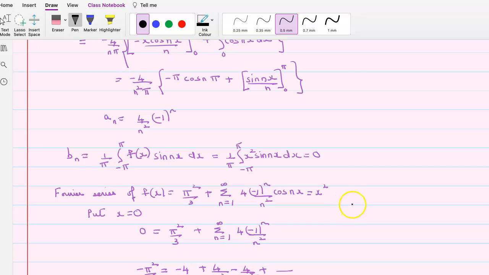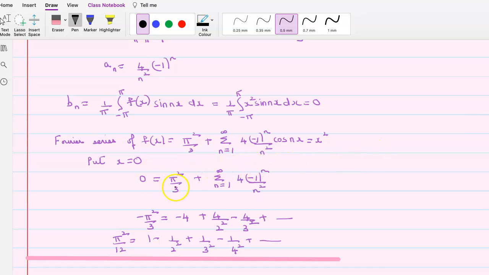And if I put x as 0, you get 0 is pi squared by 3 plus summation n taking value 1 to infinity 4 minus 1 raised to n by n squared. That is, shifting this to the left, you get minus pi squared by 3 is minus 4 plus 4 by 2 squared minus 4 by 3 squared and so on. So you can divide by 4 here, so you get pi squared by 12 and multiply by minus 1 is 1 minus 1 by 2 squared plus 1 by 3 squared minus 1 by 4 squared and so on.